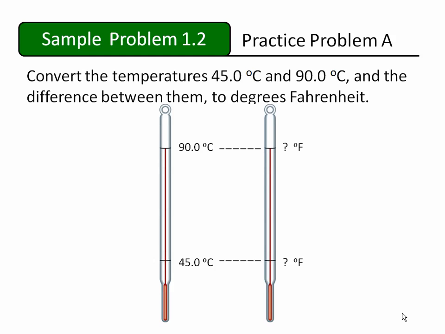Let's imagine a Celsius thermometer with the temperatures of 45 and 90 clearly defined. What would the corresponding values be in Fahrenheit? And then, what would the difference be between these Fahrenheit values? This won't be a simple matter of adding or subtracting alone. We'll have to take into account the fact that a temperature change of 1 Celsius degree is greater than a temperature change of 1 Fahrenheit degree.